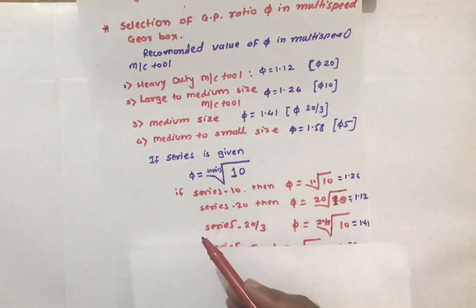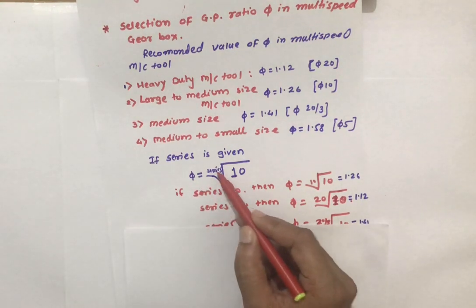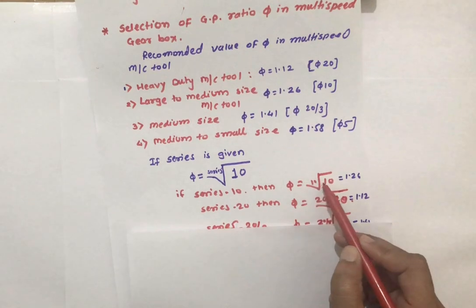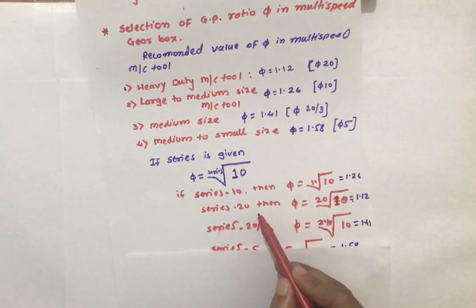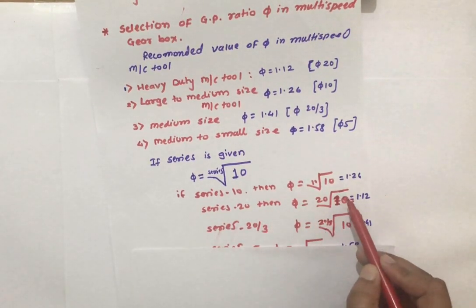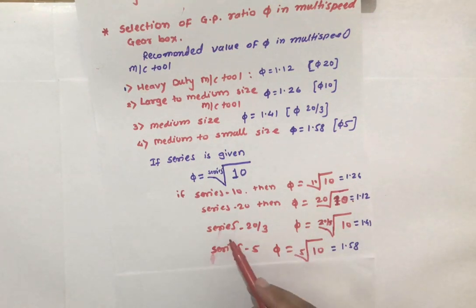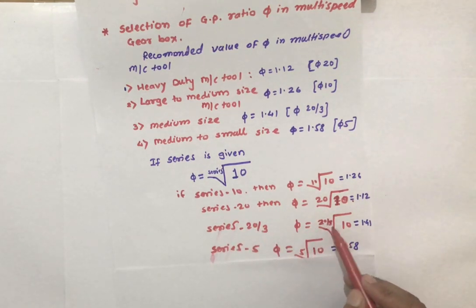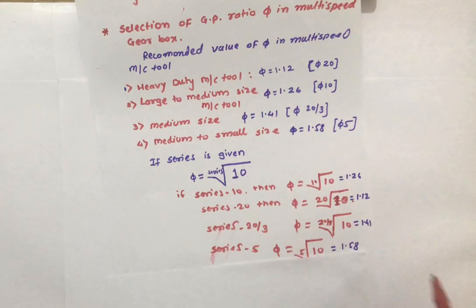If we know the formula, phi is equal to the series root of 10. If series 10 is given, then phi is equal to the 10th root of 10. If series 20 is given, then the 20th root of 10. Or if series 20 by 3 is given, then phi is equal to the 20 by 3 root of 10. These are the values, and they are given in the PSG data book also. We'll see that.